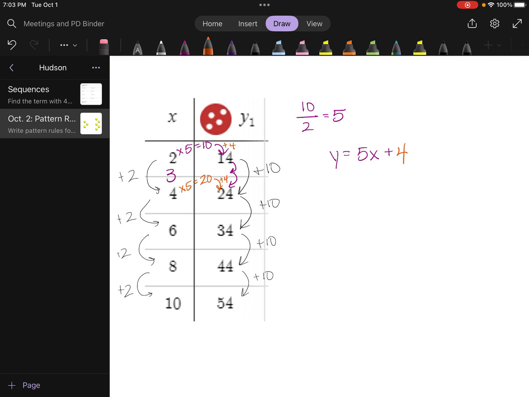Okay, and then there is the homework page that was assigned yesterday that I will be checking to see if it's correct for tomorrow or finished for tomorrow.